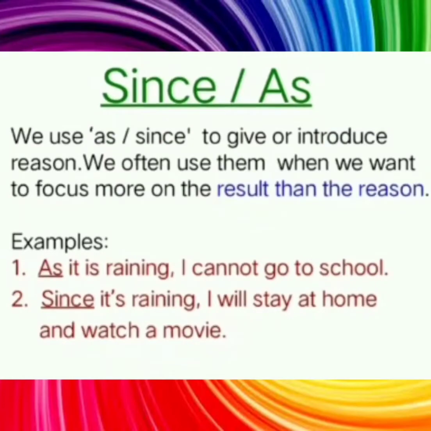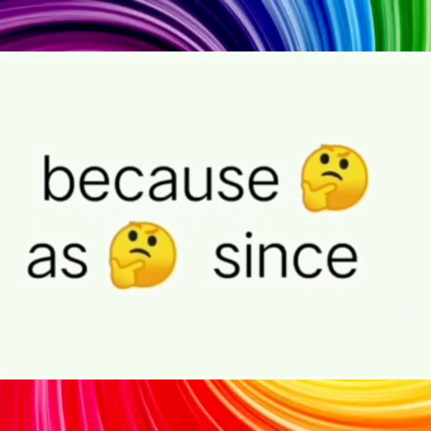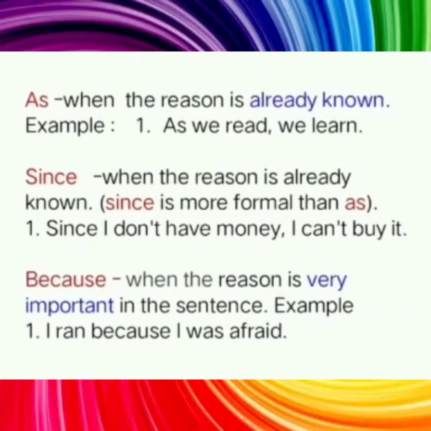So where to use because, as, since. As is used when the reason is already known. In this example, you can see, as we read, we learn. So we know when we read, only then will we learn. Since, when the reason is already known.